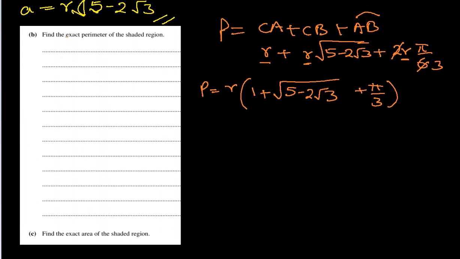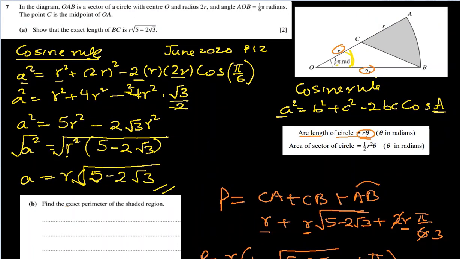Find the exact area of the shaded region. That is the C part. And let me do it here. Area of shaded region. So to find the area of the shaded region, we can find the area of this sector, the full sector, right? And remove the area of the triangle, this one. Remove it from the sector, and what are we left with? The shaded part. So this is what we're going to do.